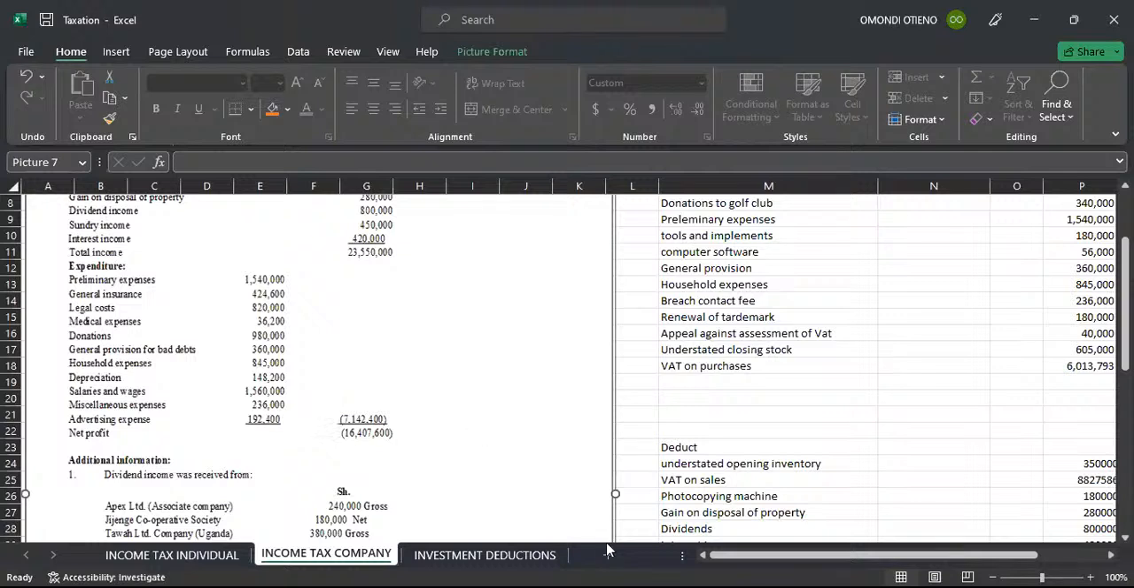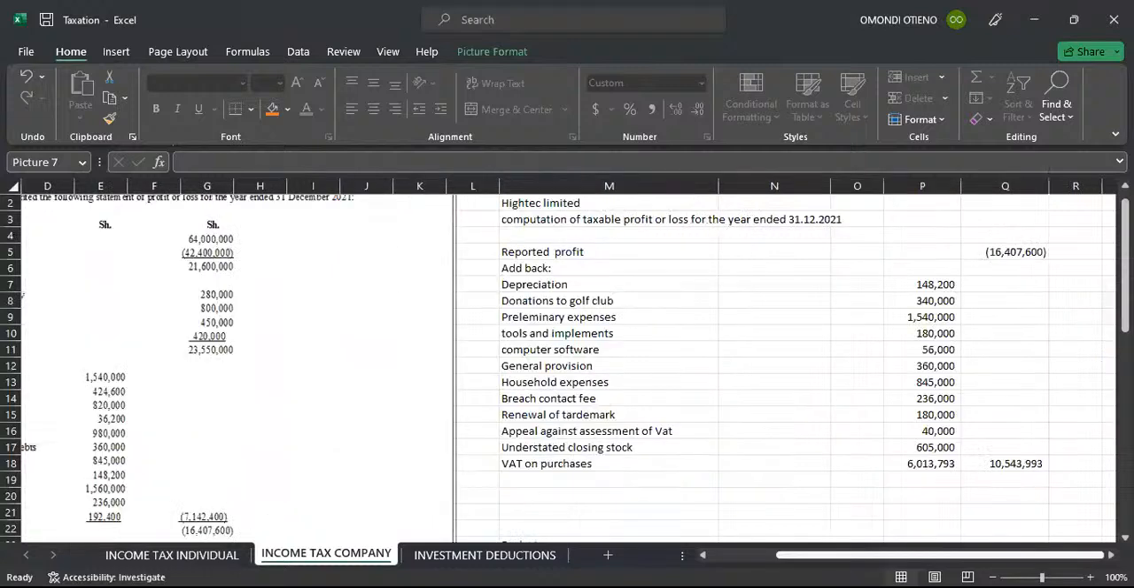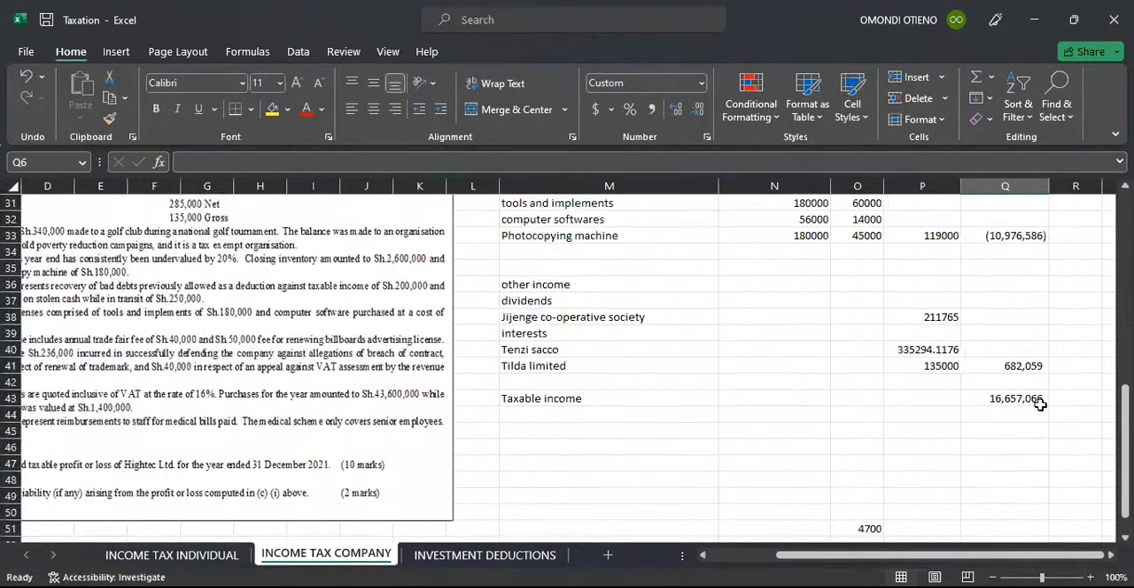Is it a positive or a negative? It is a positive value. So something up here, maybe it was a mistake from their side. So this one here should be a positive value, not a negative. That one should be a positive value. So if that is a positive value, then this is what we have as the taxable income.